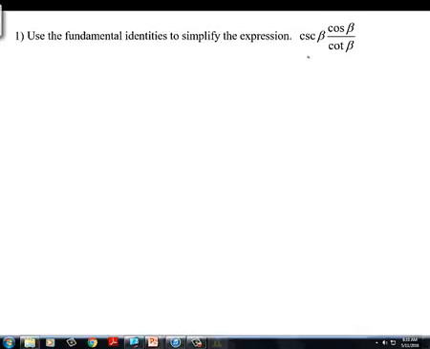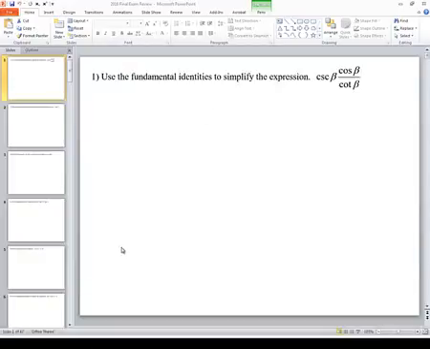So let's go ahead and start. We're going to go back to trig. I know it's been a few weeks since we've been in trig. So let's see what we can do with these. With cosecant, the easiest thing to do is to try to turn things into sines and cosines. So let's try that. Let me get this back up.